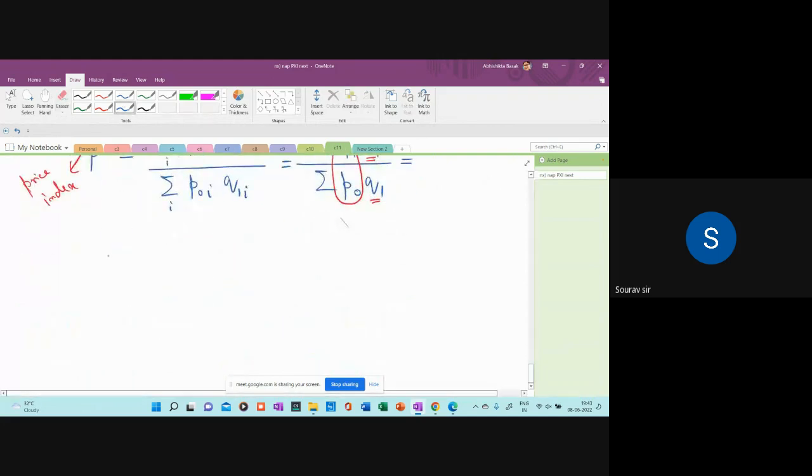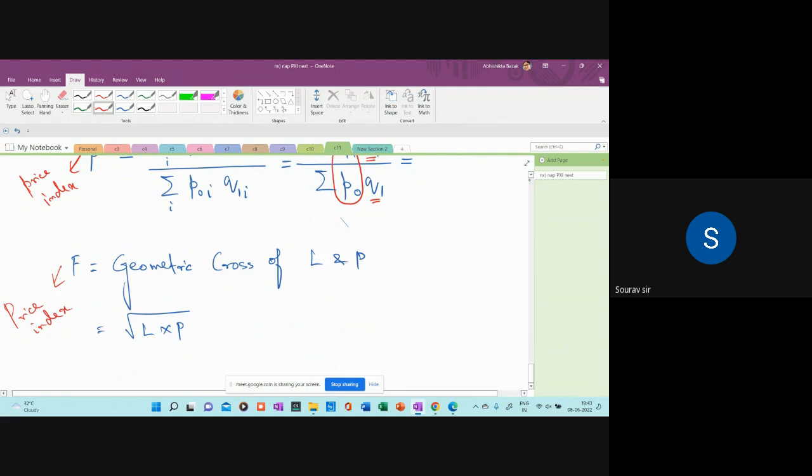So the Fisher's index F is basically nothing but the geometric mean of L and P, that is square root of L into P. But you should note one thing: everywhere where we have obtained the price index for Laspeyres and Paasche, and Fisher's as well.